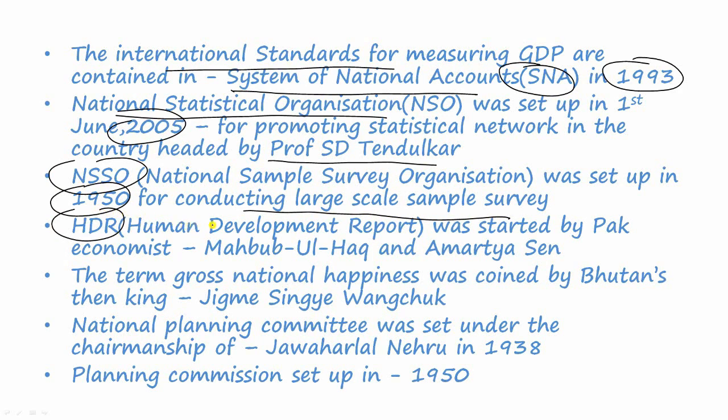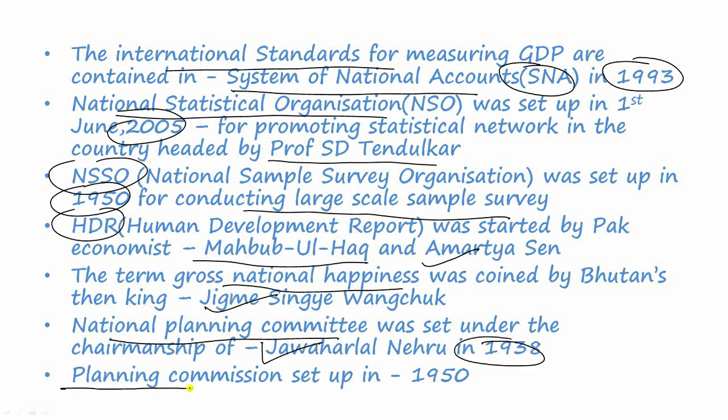HDR, also called Human Development Report, was started by Pakistani economist Mahbub ul Haq together with Amartya Sen. The term gross national happiness was given by Bhutan's king Jigme Singye Wangchuck. National Planning Committee was set up under the chairmanship of Jawaharlal Nehru in the year 1938, and the Planning Commission was set up in the year 1950.